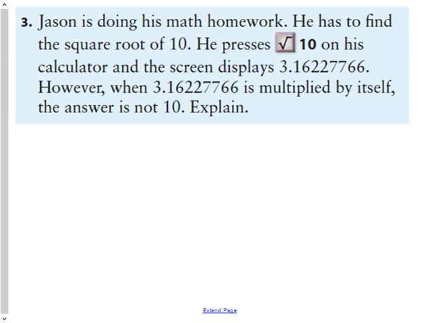Question 3 says Jason is doing his math homework and he has to find the square root of 10. He presses square root of 10 on his calculator and the screen displays 3.16227766. However, when 3.16227766 is multiplied by itself, the answer is not 10. Why is that? Well, because the square root of 10 is not a perfect square.